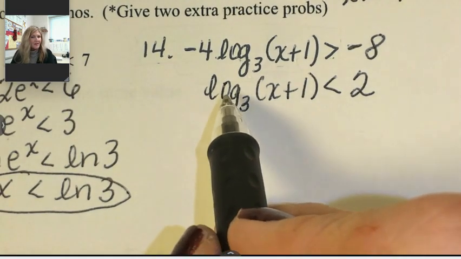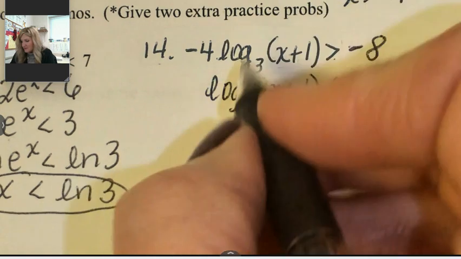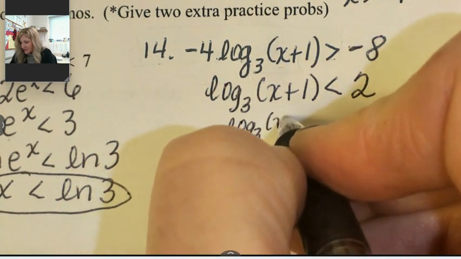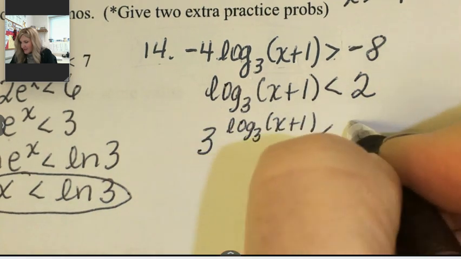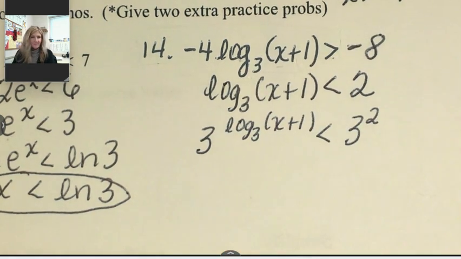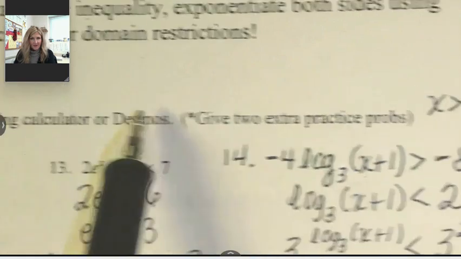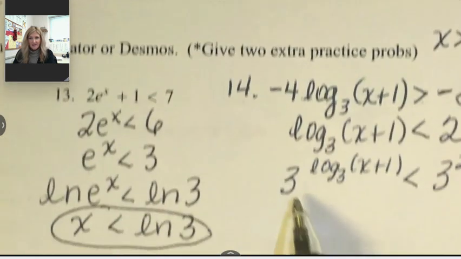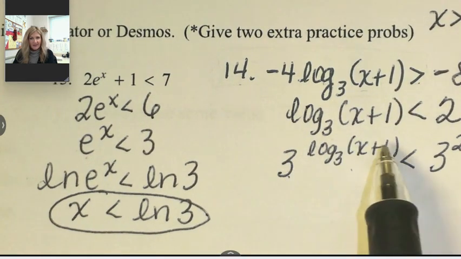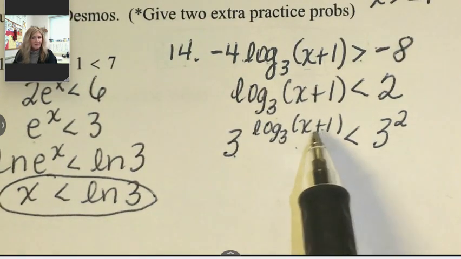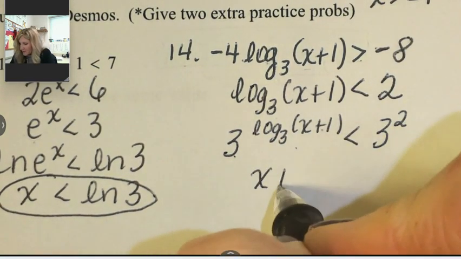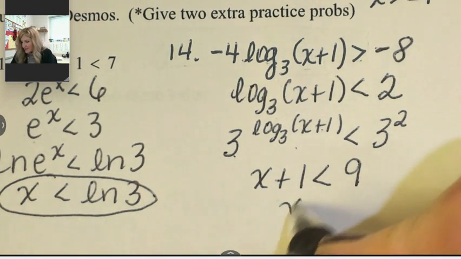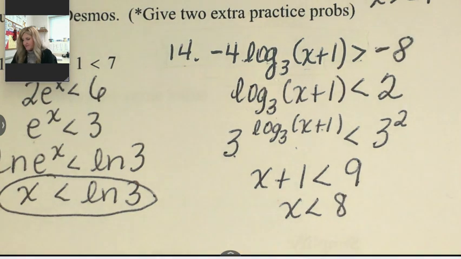Now, how do I undo a log base? What's the opposite? Exponentiate. So it's 3 to the log base 3 of x plus 1 has to be less than 3 squared. Okay, look up here. b to the log base b of x is x. We have b to the log base b of x plus 1. So what is it? x plus 1. So x plus 1 must be less than 9. So x must be less than 8.